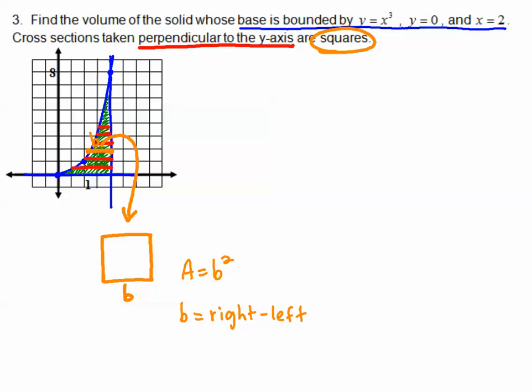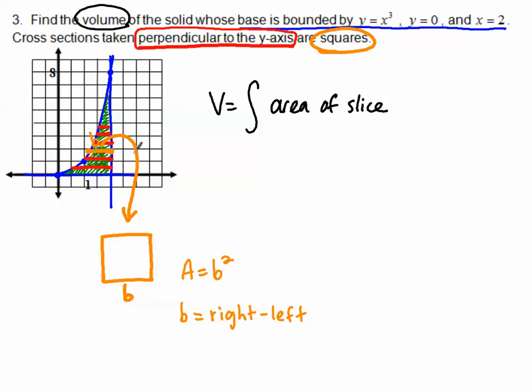Now, always remember what our goal is. If we're finding volume, we remember that volume is the integral of the area of a slice. How do we know with respect to x or y? Well, our slices are taken perpendicular to the y-axis. So therefore, it's going to be with respect to y. Right minus left is another indicator that it's going to be with respect to y.